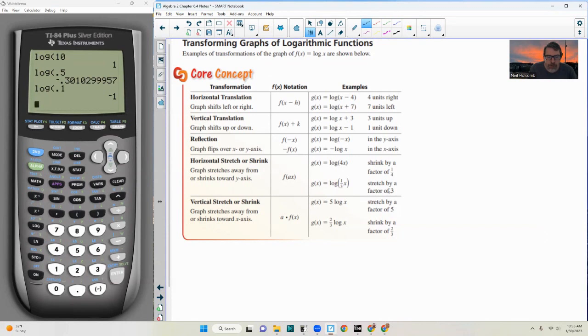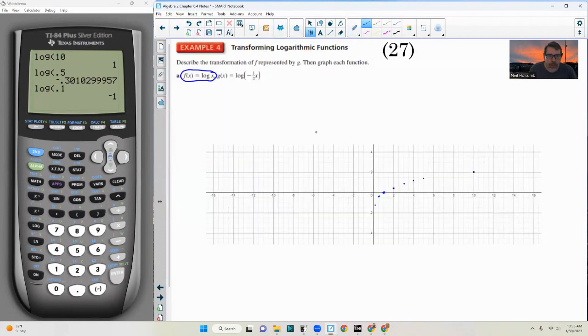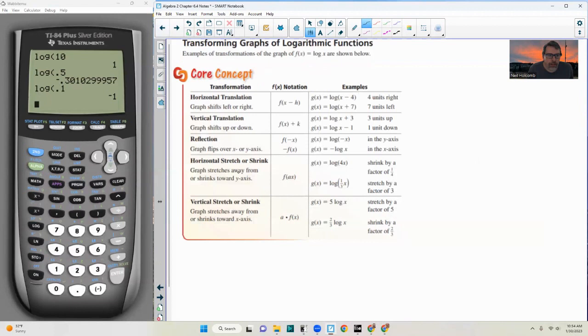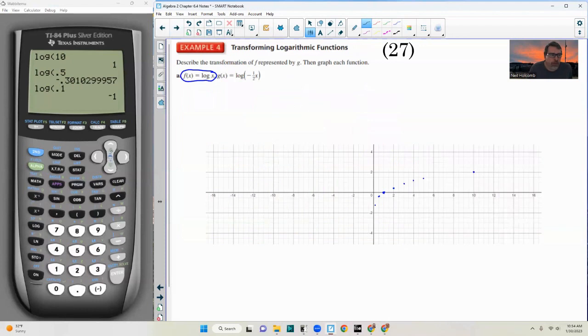1/2 would be a stretch of 2, stretched by a factor of 2, reflected in the y-axis. Okay, so we're going to reflect this in the y-axis. So this is going to come this way, but it's going to be a stretch by a factor of 2. Okay, so that's a horizontal stretch, yes? Horizontal stretch, so it's going to grow slower. All right, so let's plug some values in.